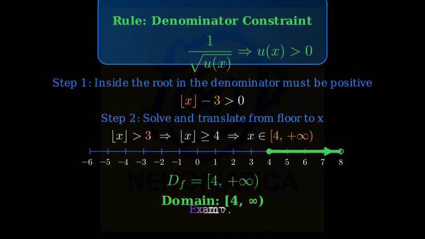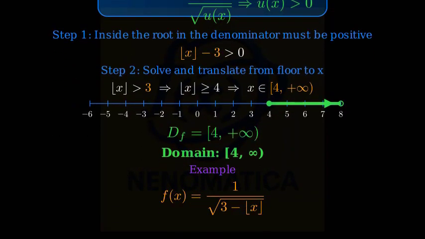Example, the function is f of x equals 1 over the square root of 3 minus floor of x. Again, the root is in the denominator, so the inside must be positive.